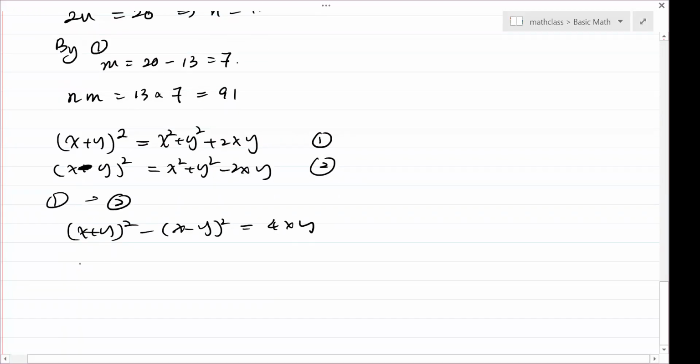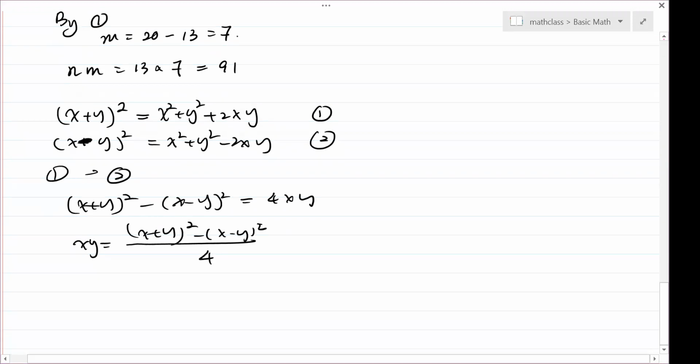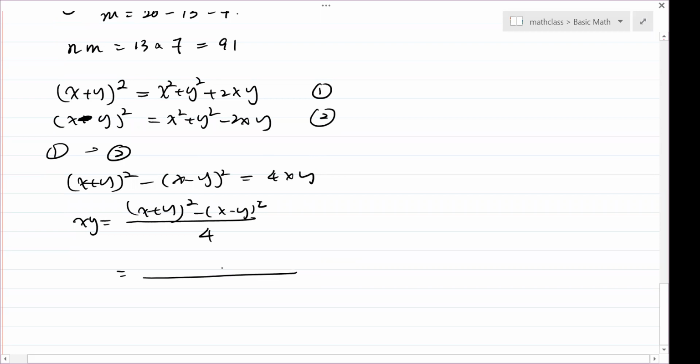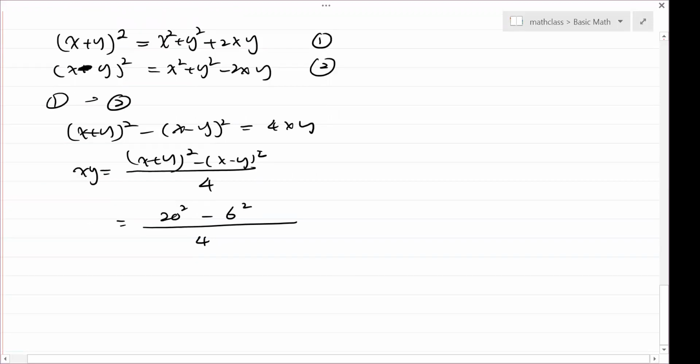So xy is going to be (x plus y) squared minus (x minus y) squared, divided by 4. Why do we need something like that? Because someday if you write a small program, and you're given the sum and difference, can you quickly get the product? You cannot write a very long program asking the computer to do step-by-step computation solving linear equations. Maybe just the square of the sum minus the square of the difference, divided by 4, you always get the answer. So in our case, it is 20 squared minus 6 squared, divided by 4.